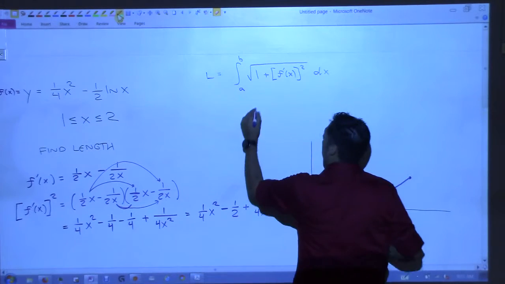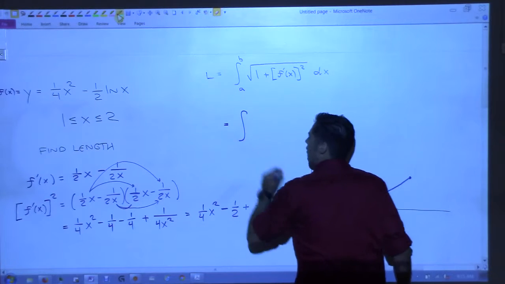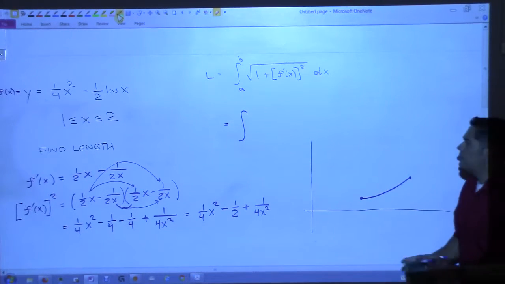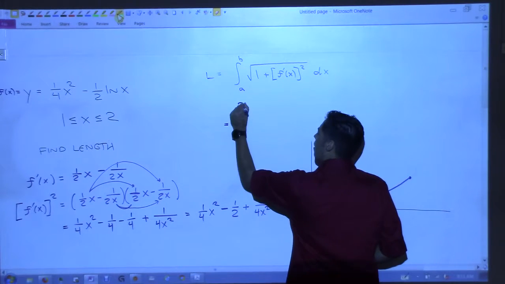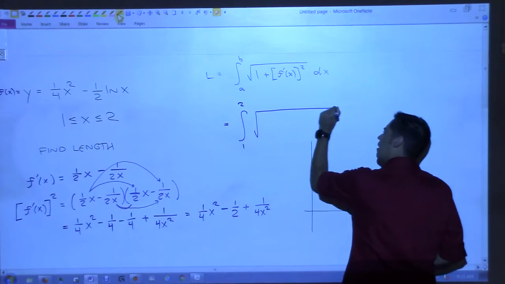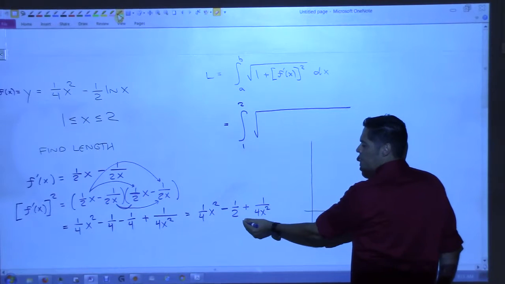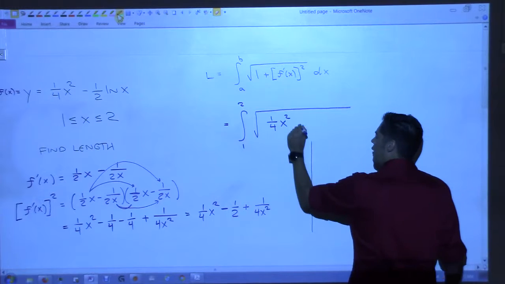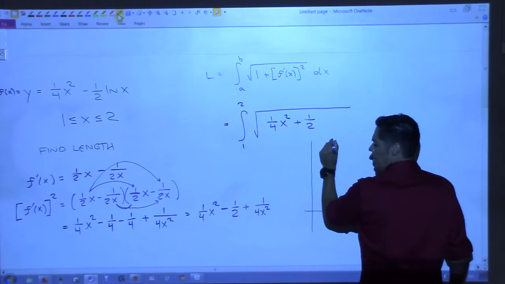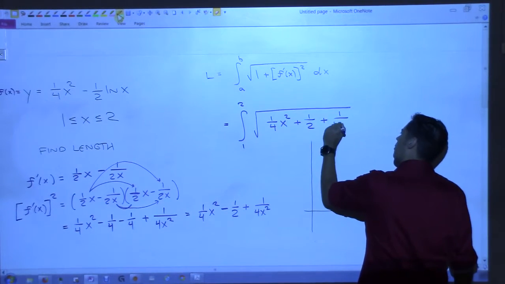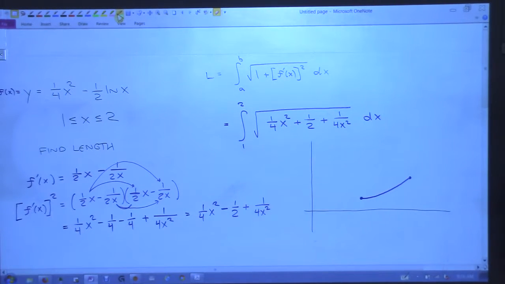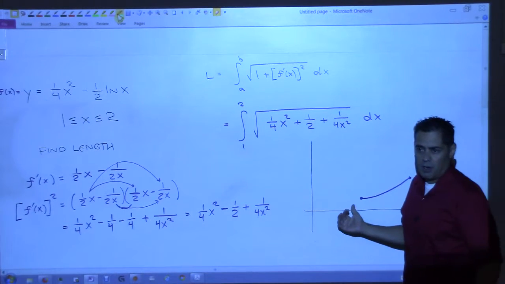So this integral is going to be the integral from where to where? What are my limits of integration? 1 and 2. And that was given to me, right? So I'm going to go from 1 to 2. And then the square root of 1 plus this, which I'm just going to do in my head. So that's 1/4 x squared, then it's plus a half, and then it's plus 1/4x squared, and then dx. All right? So whatever that answer is, is the length of this curve.